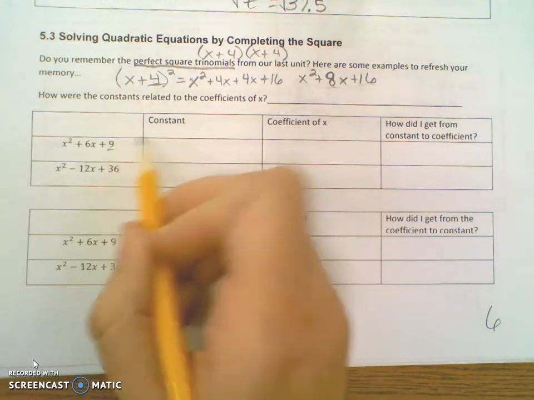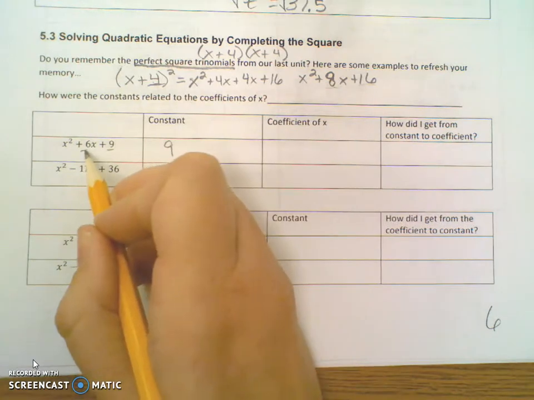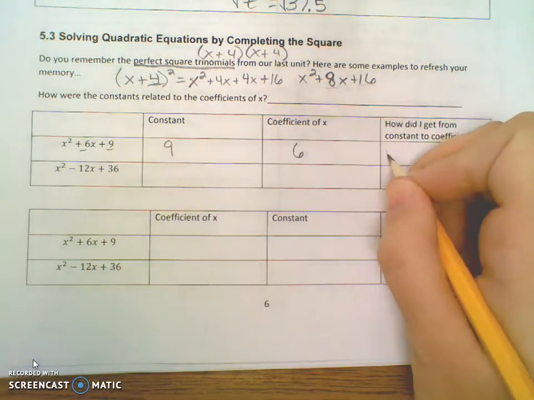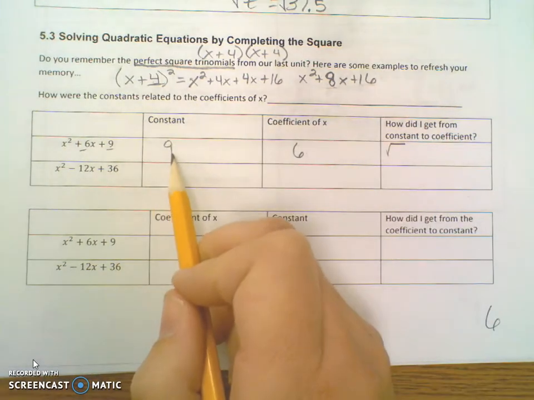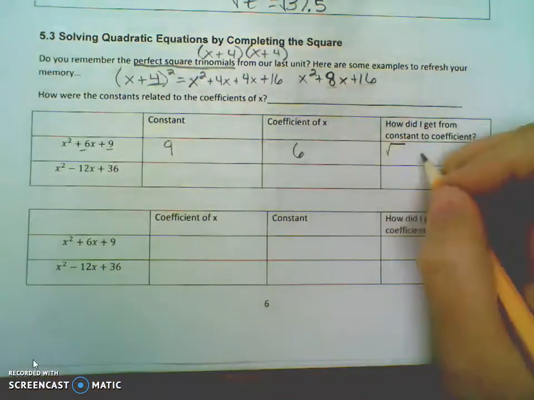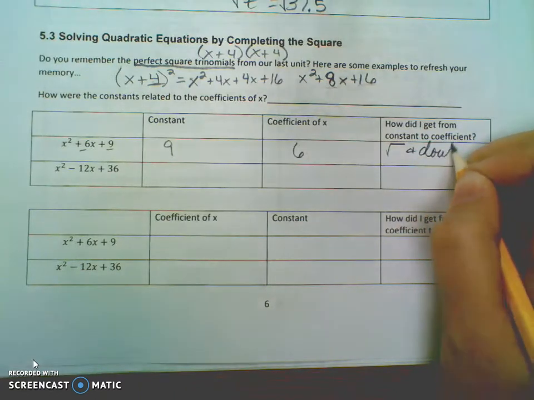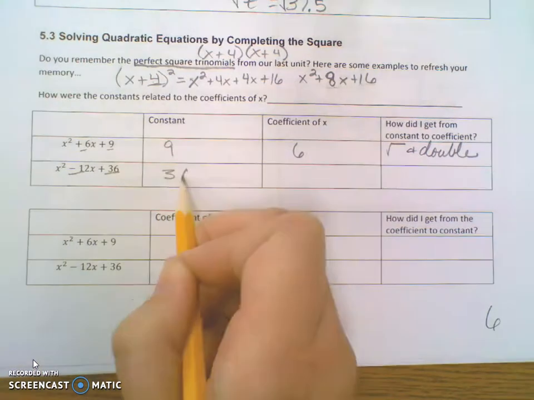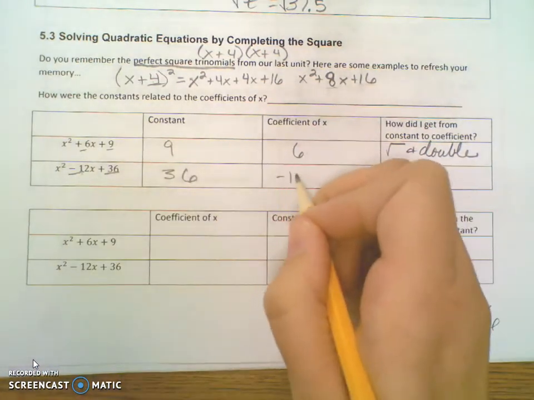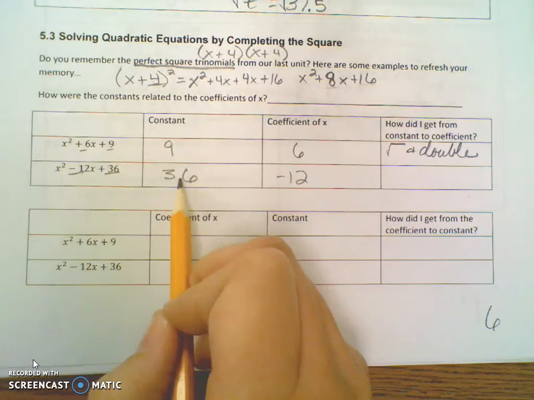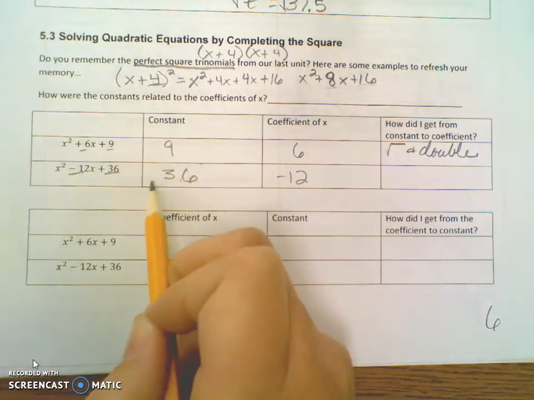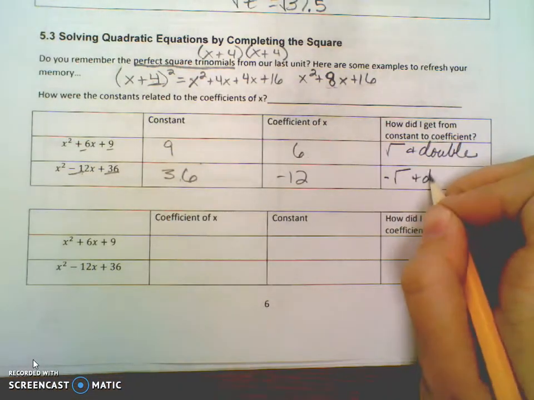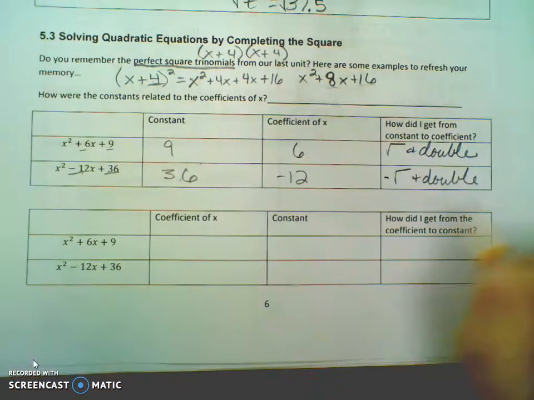The constant here is 9, and the coefficient of x is 6. And then how do we get from the constant to the coefficient? We square root our constant, so square root of 9 would be 3, and then double it. And then same thing here. Our constant would be 36, and then our coefficient would be negative 12. And to get from here to here, on this one we would square root it, but we would use the negative version. So we take the negative square root, and then we double.